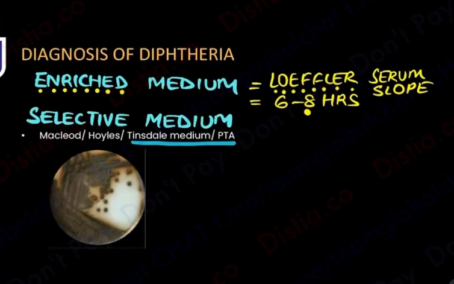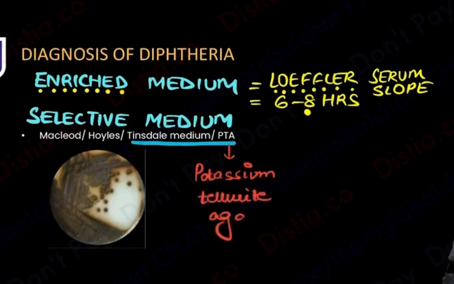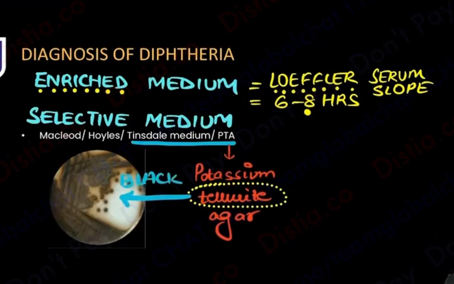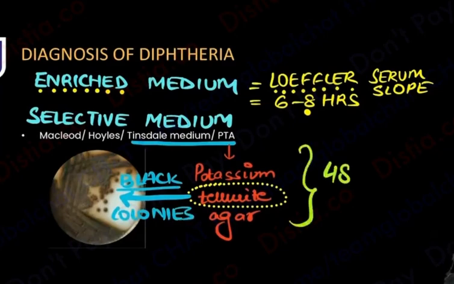Just note Hoyle's, McLeod, Tinsdale, PTA. What is PTA? PTA stands for potassium tellurite agar, and the rule is that whenever the word tellurite or tellurium comes, the color that you're going to get is black colonies, because tellurite is indicating black. And this takes 48 hours for growth.